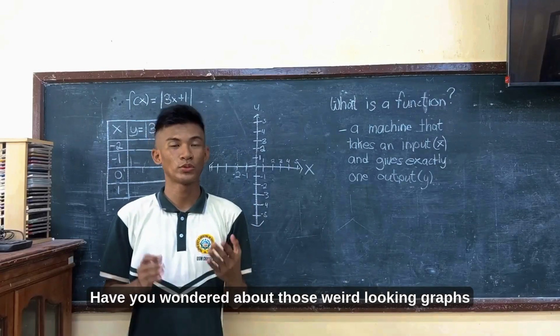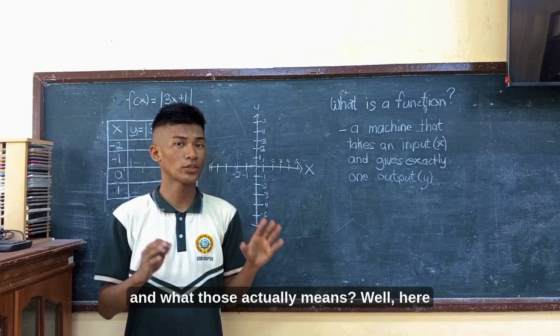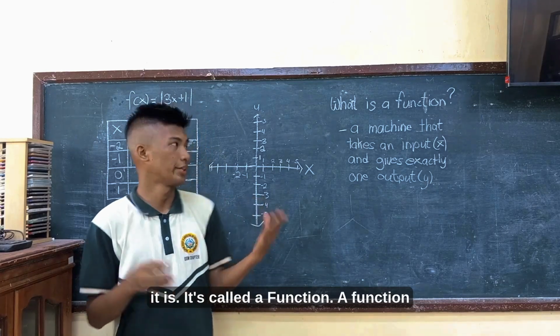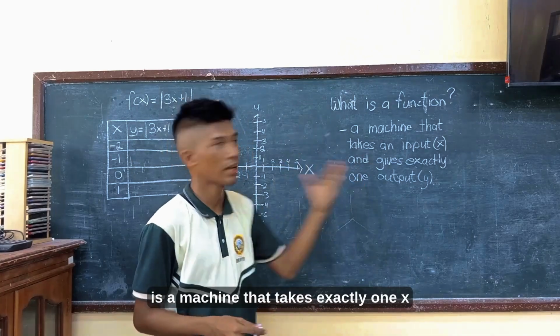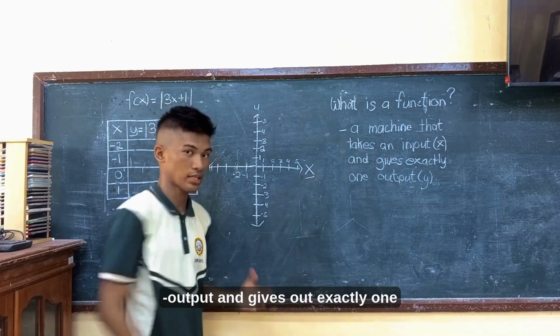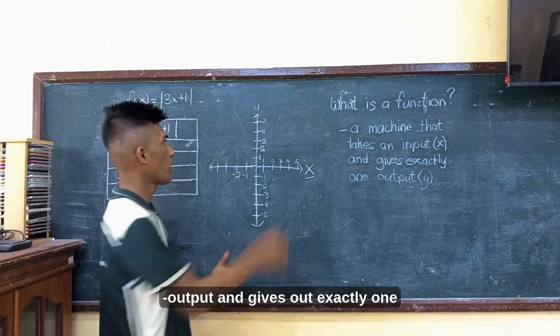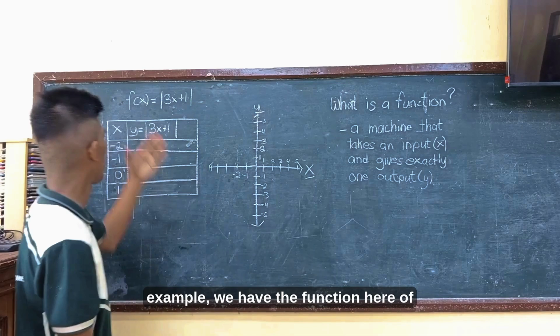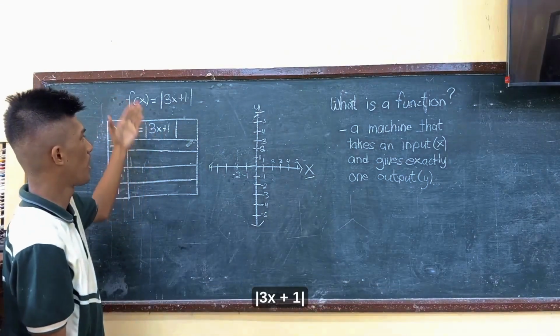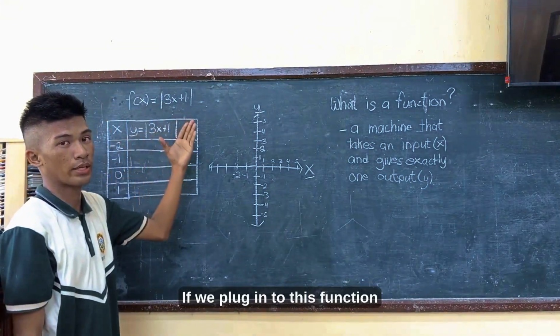Have you wondered about those weird-looking graphs and what those actually mean? Well, here it is. It's called a function. A function is a machine that takes exactly one x input and gives out exactly one y output. For example, we have the function here of the absolute value of 3x plus 1.